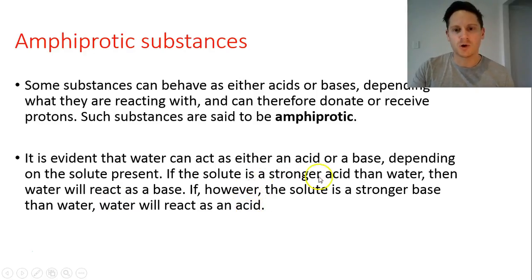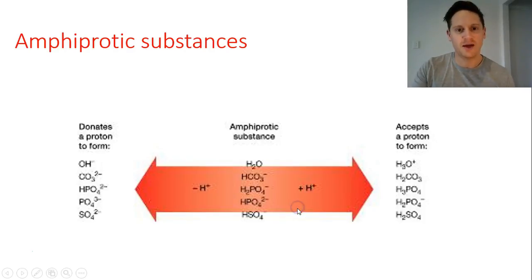If the solute is a stronger acid than water, then water will react as the base. But if the solute is a stronger base, then water will react as an acid. So, like I said, it depends what it's pairing with. This here is a list of amphiprotic substances. Water is the most common, but we've got hydrogen carbonate, which is also one we're going to have a look at, and a few other ions here too. This one is a little negative ion as well. If they accept protons, that means they're acting as a base. And then if they're losing protons, they're going to be acting as an acid.